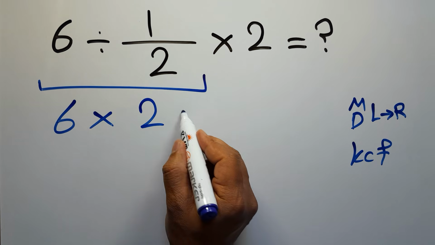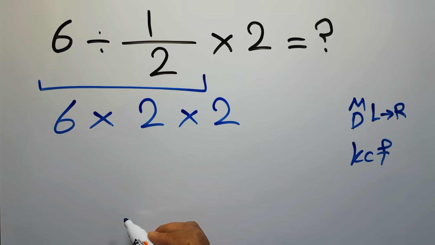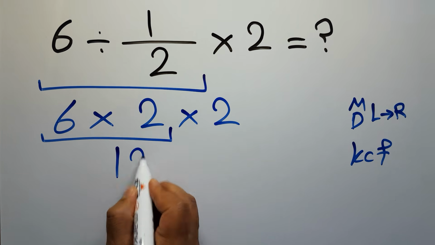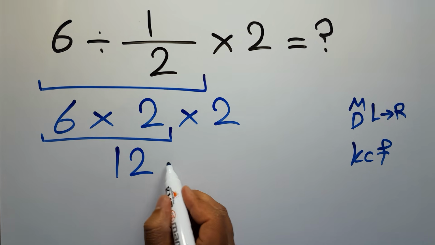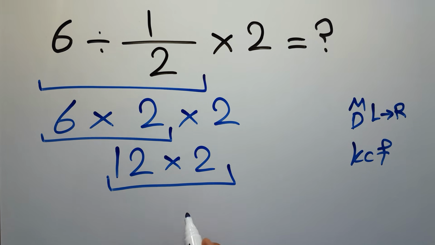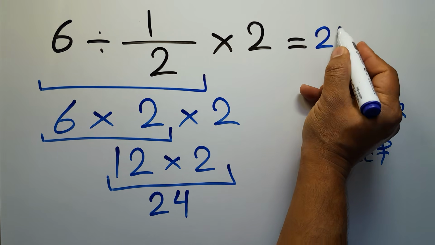And again here we have times 2. Okay? 6 times 2 gives us 12. So we have 12 times 2, which equals 24. And this is our final answer to this problem. The correct answer is 24.